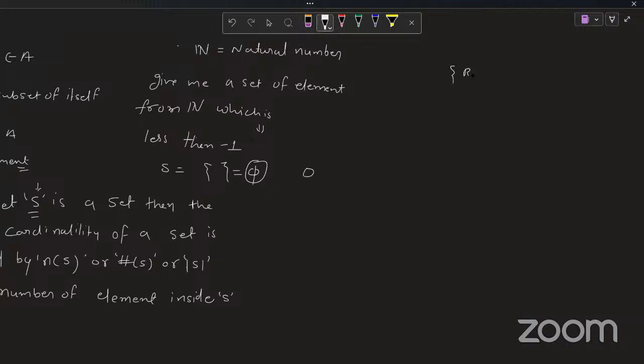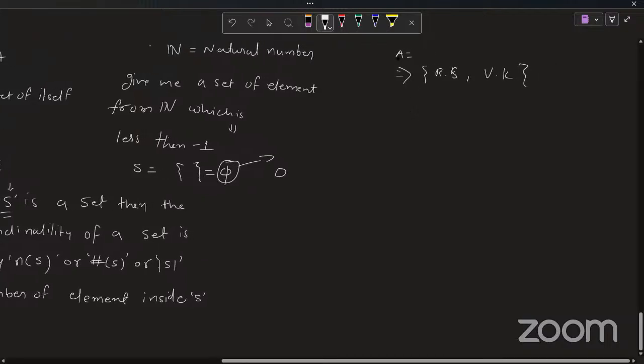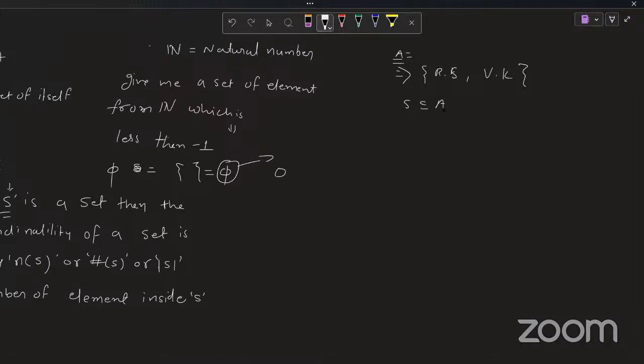Let's take Rohit Sharma and Virat Kohli. This is a set, right? I am representing it by roster form. Now I will show you this empty set is a subset of this. So this is suppose A. Now if something is a subset of this A, suppose S, which is phi, then what I need is for all elements inside this S, X has to be inside this A, right? In phi, I don't have any element. So I don't need to go by this definition.